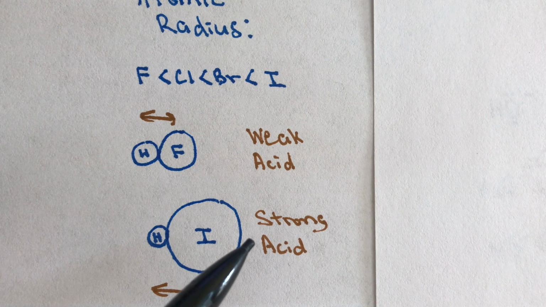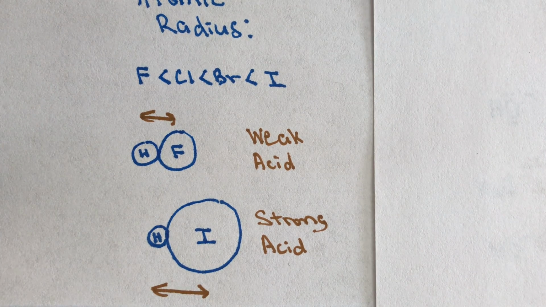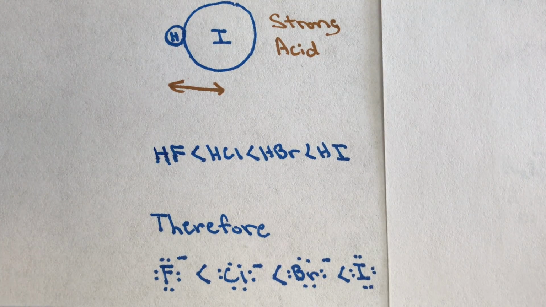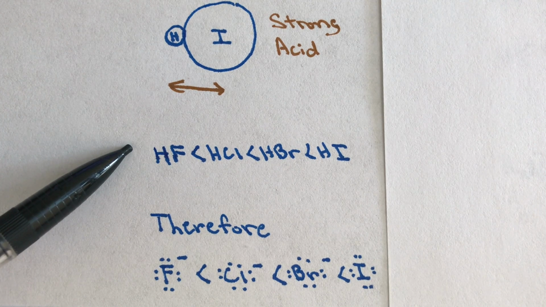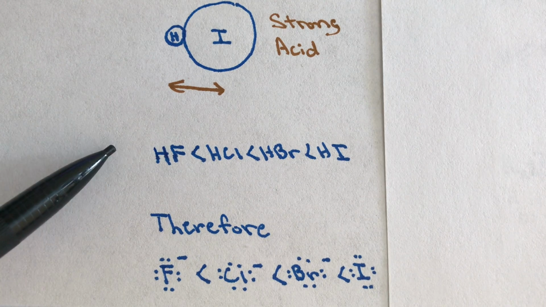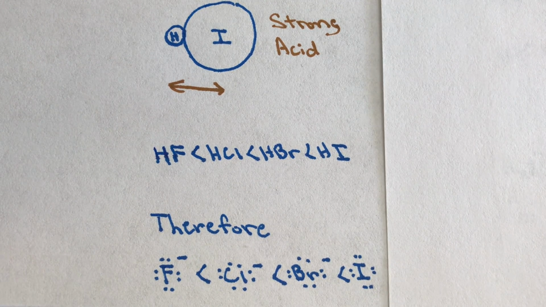HI has a long bond, so it's a weak bond, so it'll give up hydrogen easily, so it can be classified as a strong acid. Therefore, the trend in acid strength goes with HF, hydrofluoric acid, as being the weakest acid because it holds on to hydrogen the strongest, and HI being the strongest acid because it holds on to hydrogen the weakest. We can also think of this in another way.